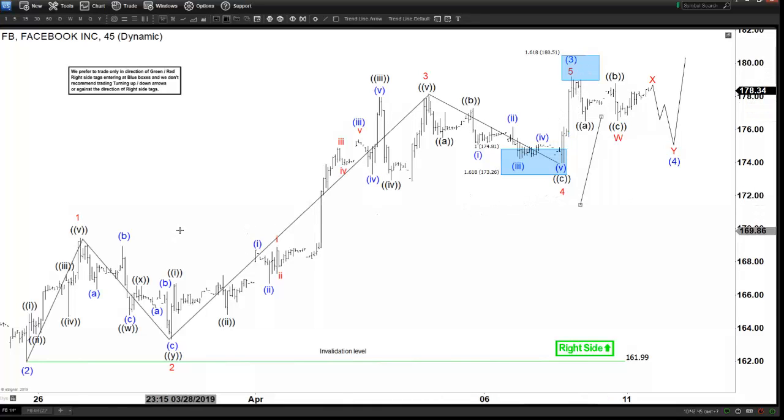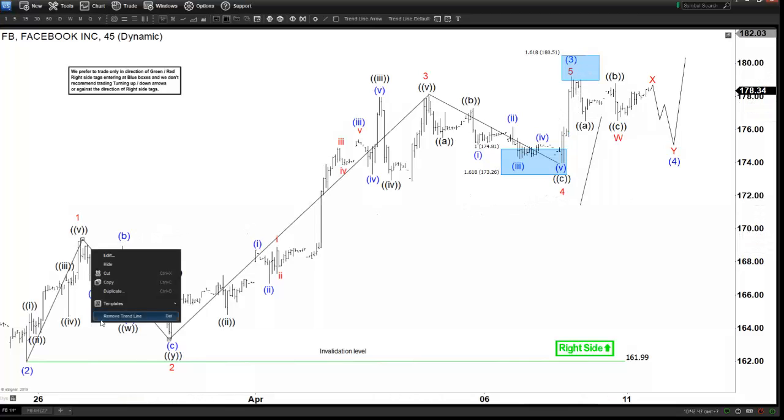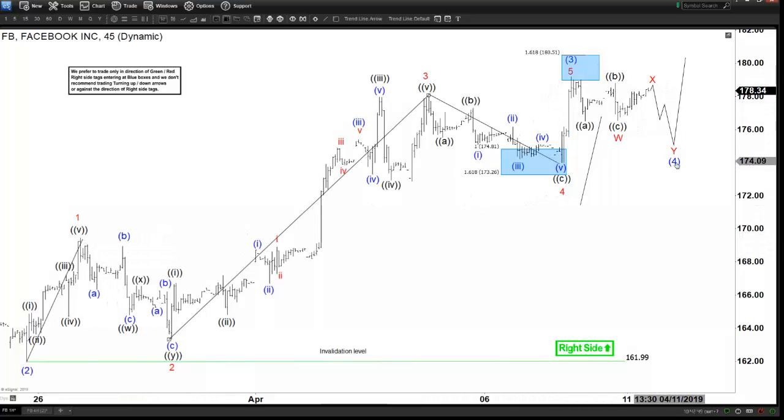And this pullback now is in the wave 4, in the blue pullback. We are looking for possibly one more leg lower, even though it's not really a sell, right? With the right side being up, that means we favor more upside. Since the trend is still to the upside, it still has a chance to do another leg lower to finish a WXY correction, right? This is a WXY correction.